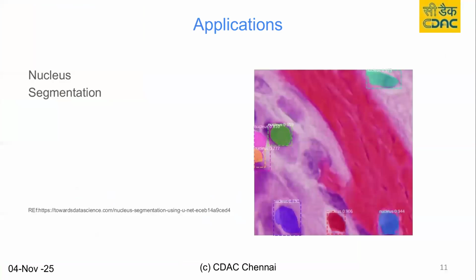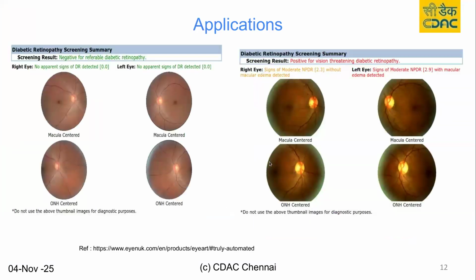So there are applications like nuclear segmentation from cell images, microscopic images, and also AI is predominant in detecting diabetic retinopathy from your retina images. These are the abnormal retina images. These are the normal retina images. Abnormal retina images means the retina is damaged due to diabetes. So this can be classified by the AI algorithms.